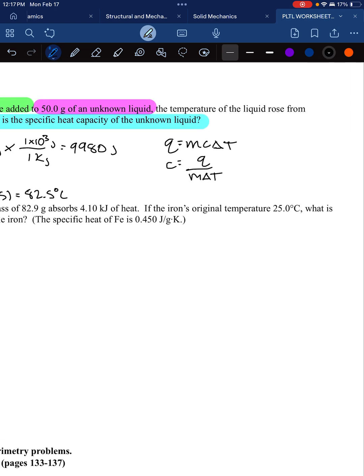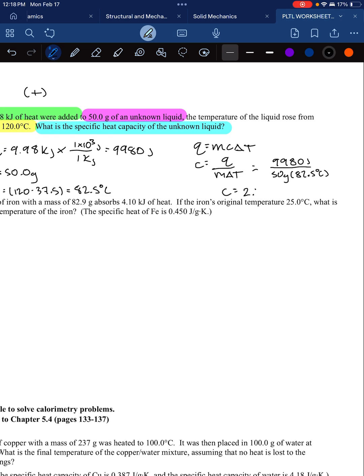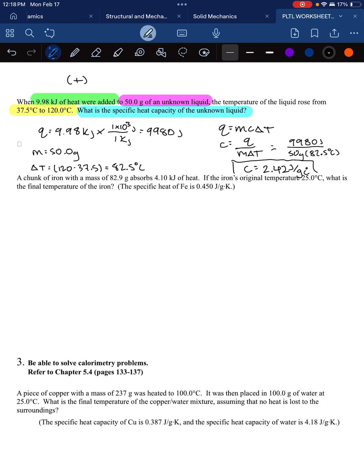All right, so let's plug in all of our numbers, which was 9980 joules over 50 grams times 82.5 degrees Celsius, and C equals, let's see, 9980 divided by 50 divided by 82.5, and I'm getting a specific heat capacity of 2.42 joules per gram Celsius. Not bad.